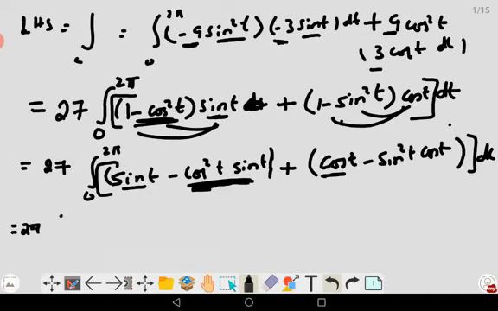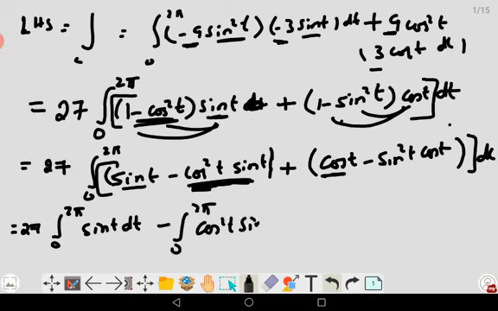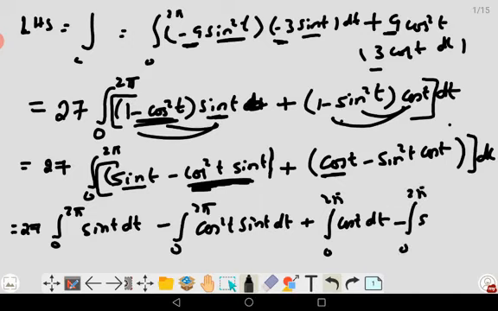27, integral 0 to 2π sin t dt, first one, minus integral 0 to 2π cosine square t sin t dt, third term, integral cosine t dt 0 to 2π, finally minus integral 0 to 2π sin square t cosine t dt. There are 4 integrations to be done. Here, straight away the answer will be coming in the first and third term.